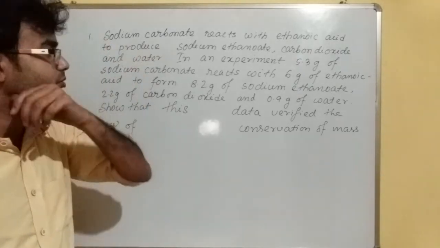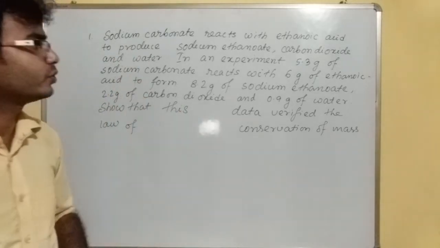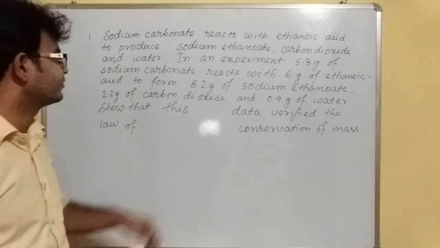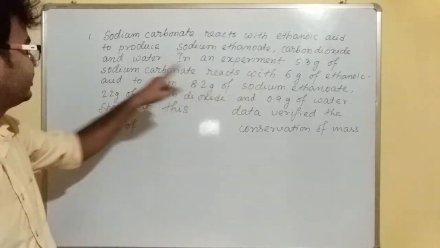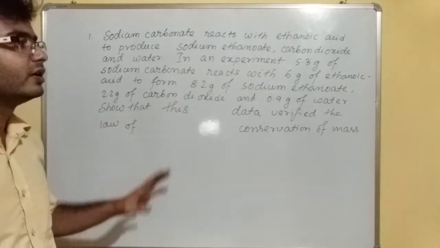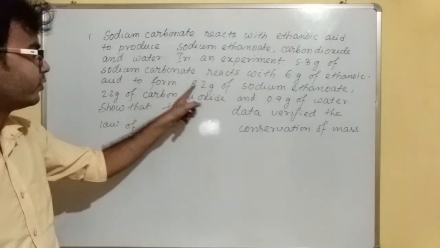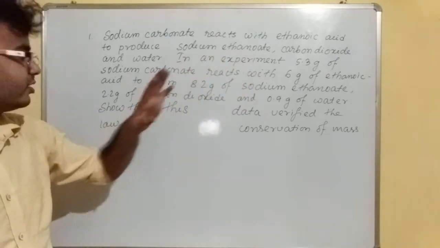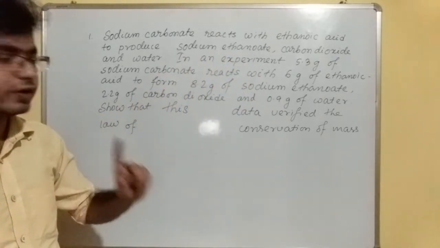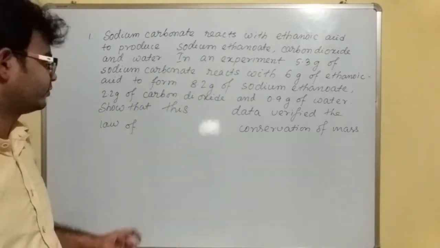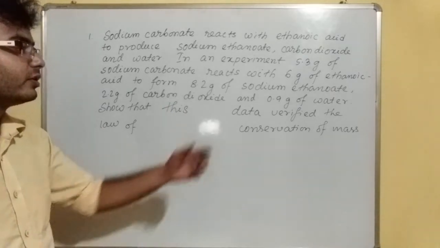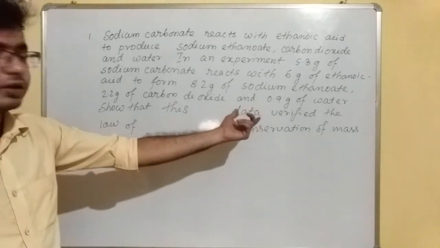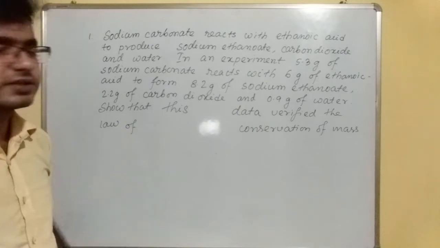The question is, sodium carbonate reacts with ethanoic acid to produce sodium ethanoate, carbon dioxide and water. In an experiment, 5.3 gram of sodium carbonate reacts with 6 gram of ethanoic acid to form 8.2 gram of sodium ethanoate, 2.2 gram of carbon dioxide and 0.9 gram of water. Show that this data verifies the law of conservation of mass.